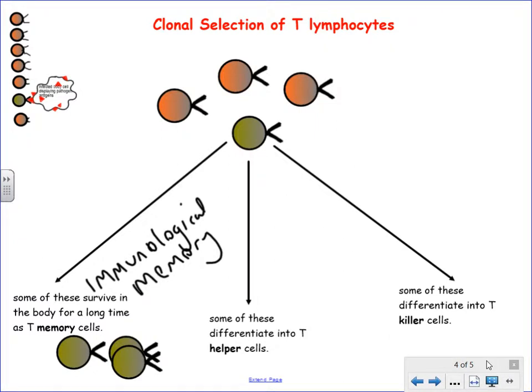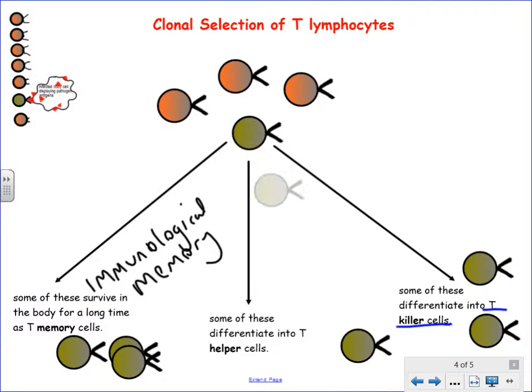Other T cells will divide and specialize into what we call T killer cells, or T killer lymphocytes. These are the lymphocytes that will be responsible for determining if your own cells contain a pathogen, and then they will destroy that cell. If that happens, any viruses inside that cell of your body will not be able to burst out and infect other cells.